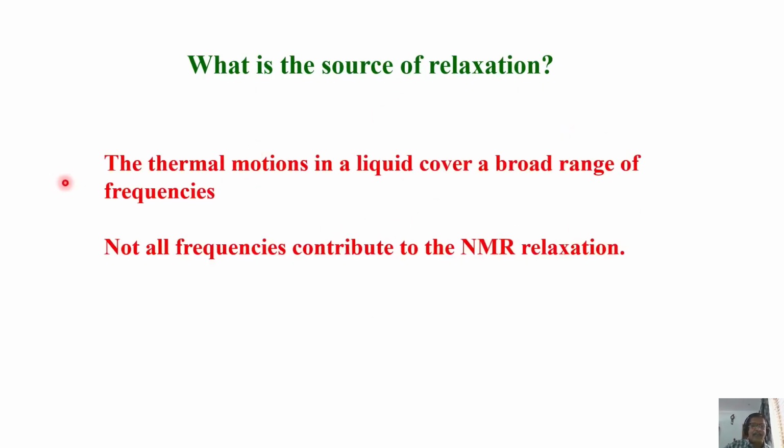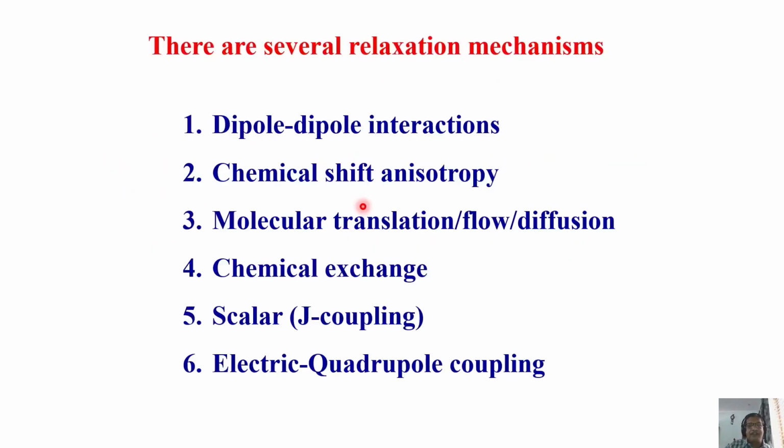Of course, we have been discussing this again and again. Thermal motions in liquids cover a wide range of frequencies, and not all of them contribute to this. We have to discuss the spectral density function, and for the molecular motion we have to define the correlation function, tau c, etc., which we discussed to some extent in the NOE. Let us see this. There are several relaxation mechanisms. Each one can be discussed for hours and hours.